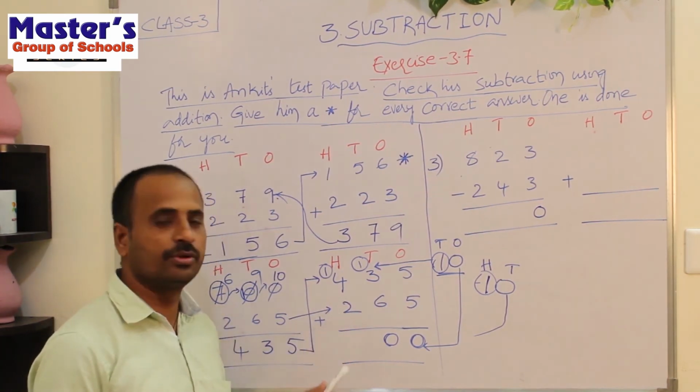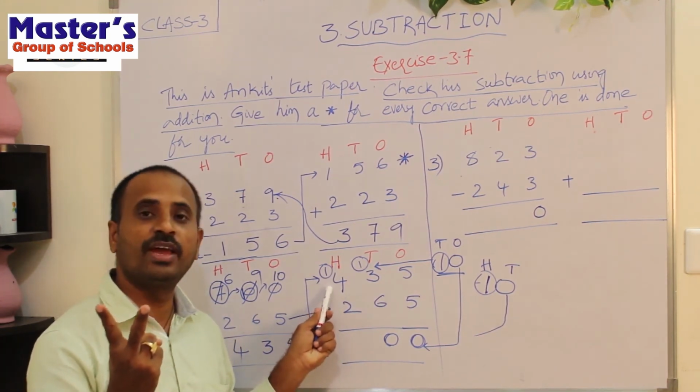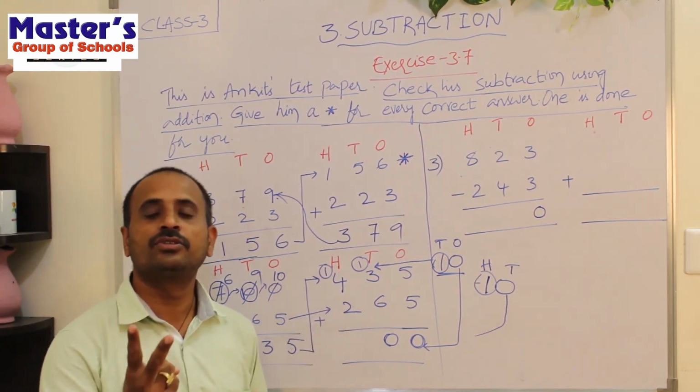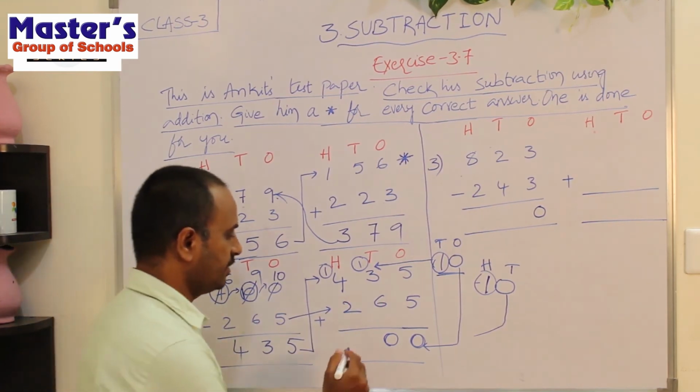What is the third number? 2. So open two fingers of your hand. 1, 2. And what is the sum we have got? 5. So after 5 we will get 6. So start counting from 6. 6, 7. So the sum is 7.